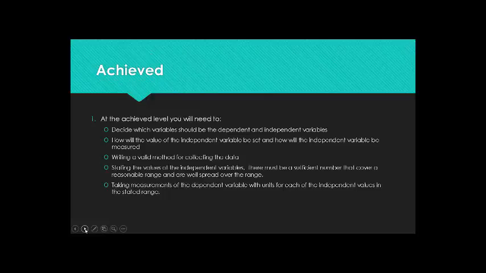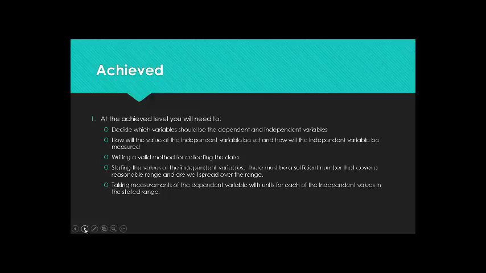You need to write down a valid method for collecting your data, and like I said, this may not be the same as the person next to you, the person in the next room. Okay, it is your investigation. You need to state some values for this independent variable. You need to make sure you've got enough data to cover a reasonable range and that they're well spread out, hopefully evenly spread out across that range. But again, deciding on what values you're going to use is your decision, and you've got to justify it.